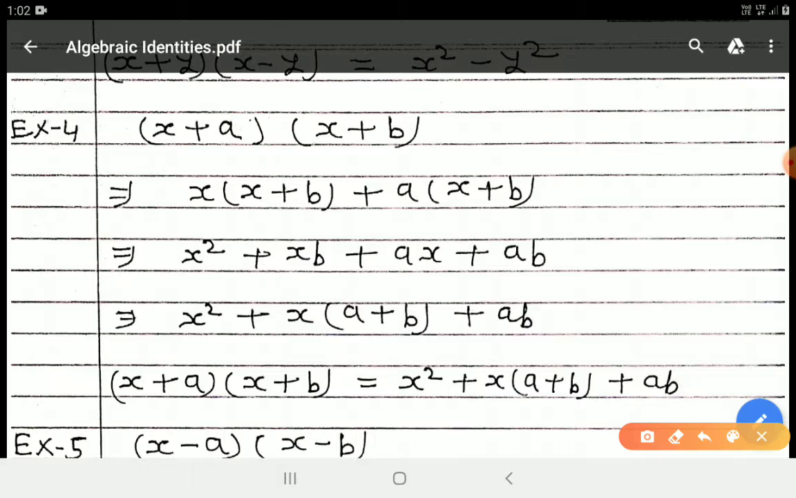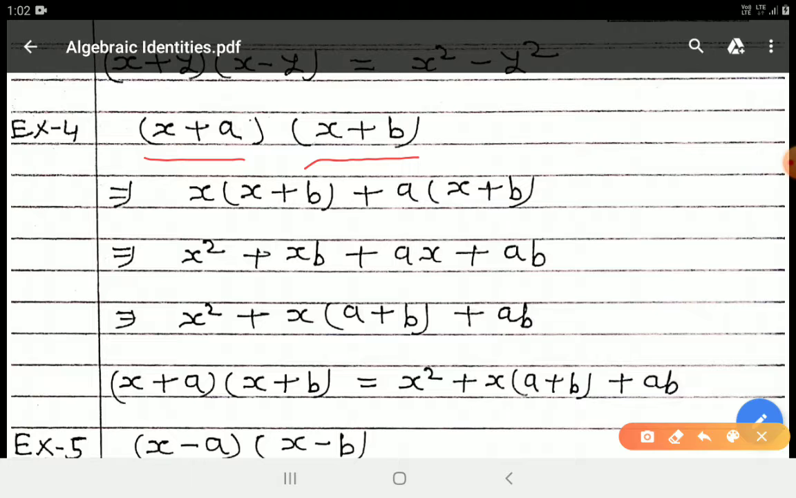Okay, good morning students. Three identities we have discussed earlier. Now we are going to discuss the fourth one. Fourth identity is (x + a)(x + b). So same procedure we apply that you have done in the previous identity.